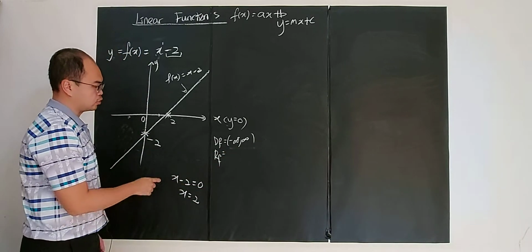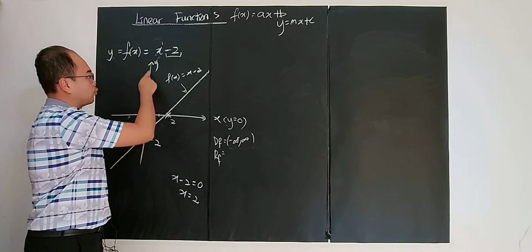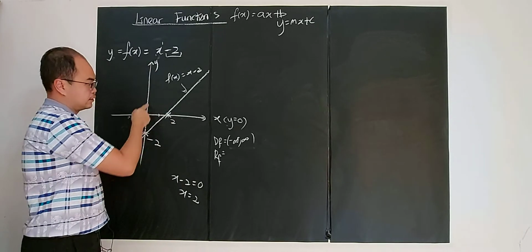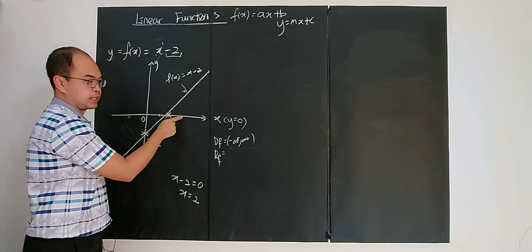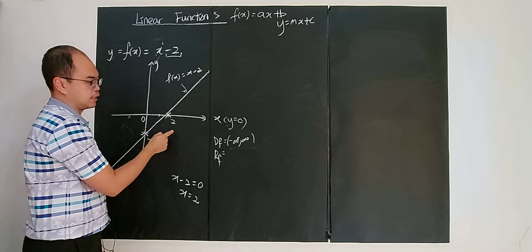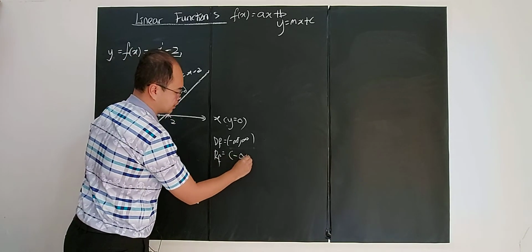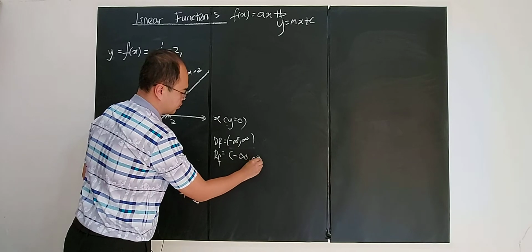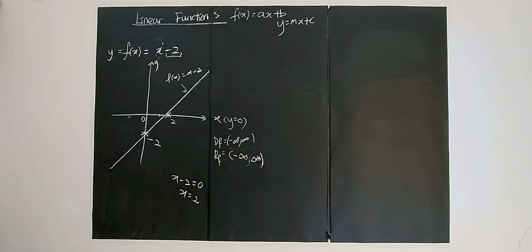For the range also, the y will have an object here, so it's negative infinity up to infinity as well. So this is the way you sketch a linear graph.